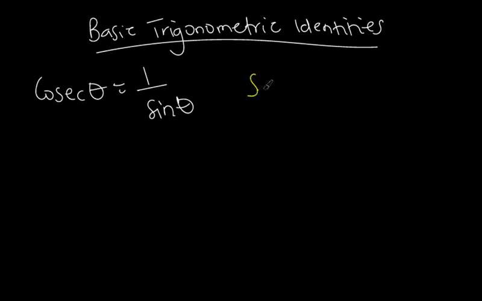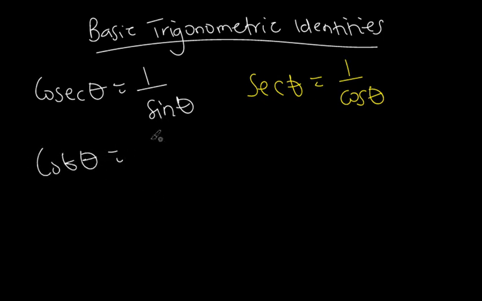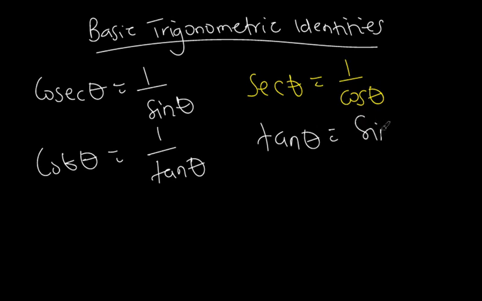Now if you have sec theta, this is equal to 1 over cos theta. This is another substitution that can be very useful when we are solving questions. Or we can have cot theta, which is equal to 1 over tan theta. Now tan theta is equal to sin theta over cos theta.